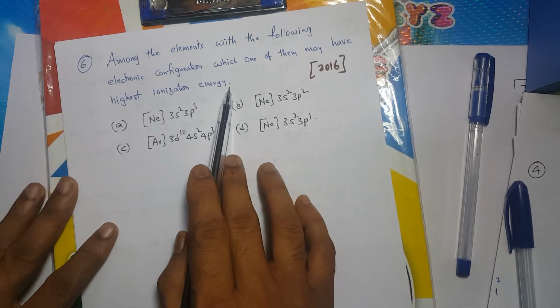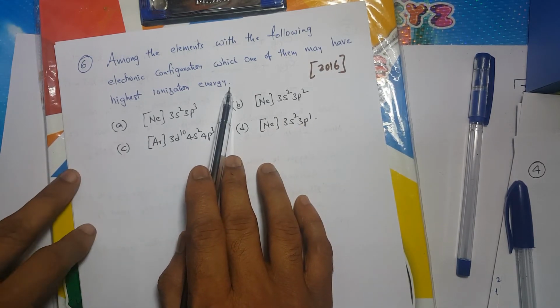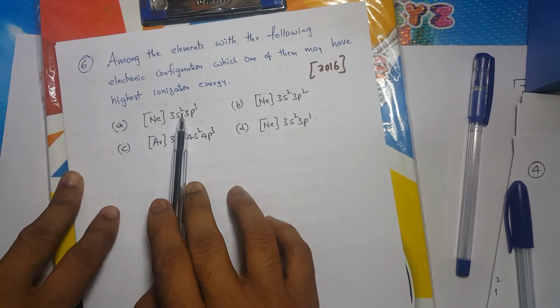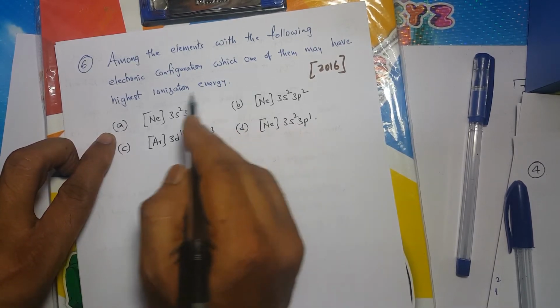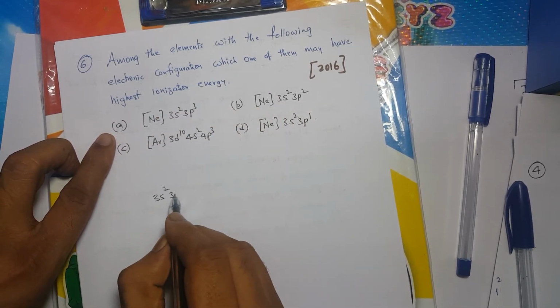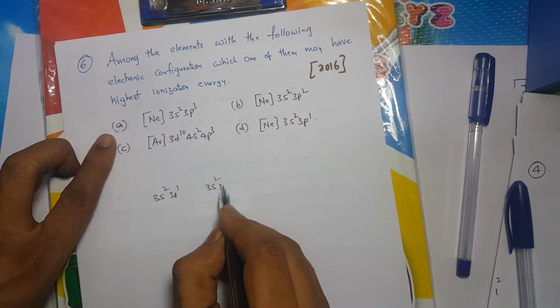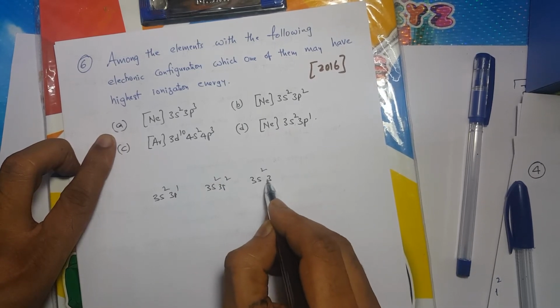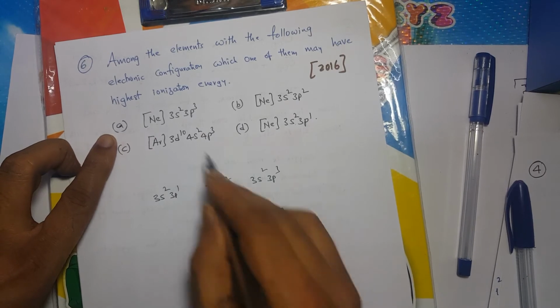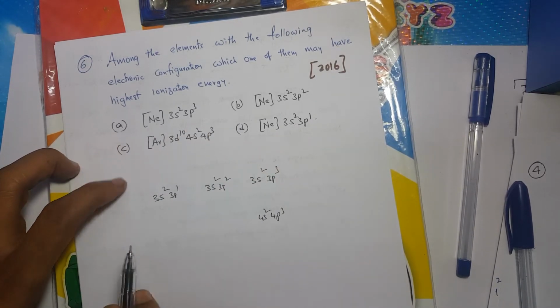Okay, so among the elements, which of the following electron configurations may have the highest ionization energy? Here they have mentioned neon 3s2 3p1, 3s2 3p2, 3s2 3p3. That means those belong to the same period elements. And the next one is 4s2 4p3. That means these two belong to the same group elements. So neon is there automatically.